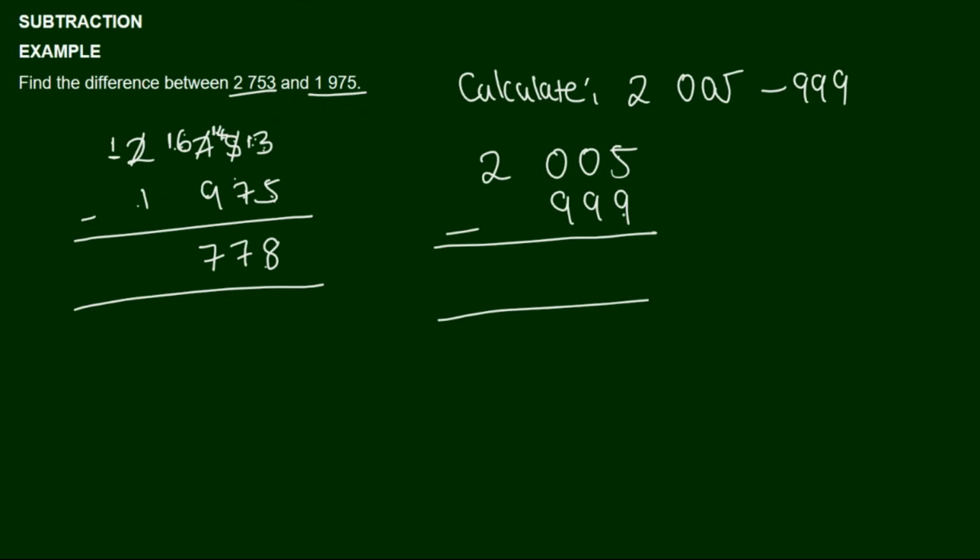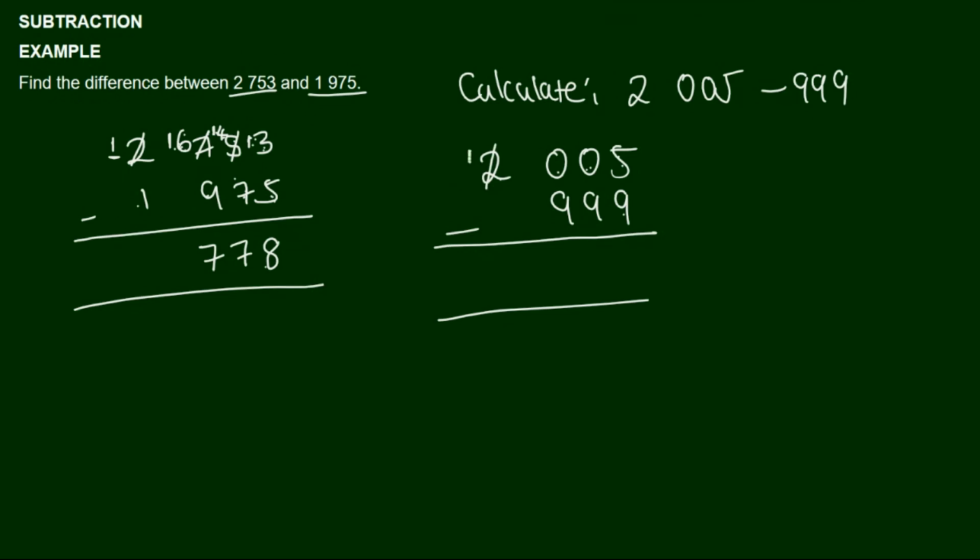5 units minus 9 units. We cannot subtract 9 units from 5. So we have to borrow a 10 from the tens column. But there's nothing, we have 0. We come to the hundreds. We borrow 100 from the hundreds column. Still there's nothing. So we still have to come here and borrow 1,000.